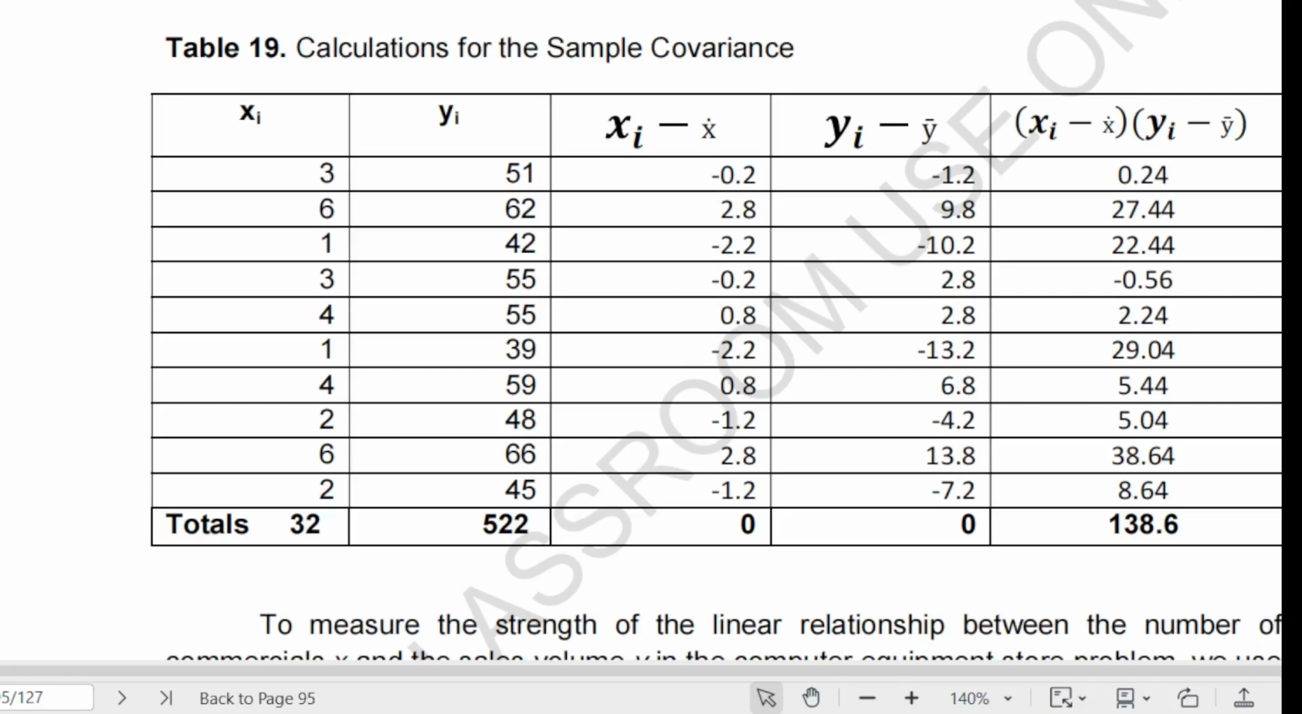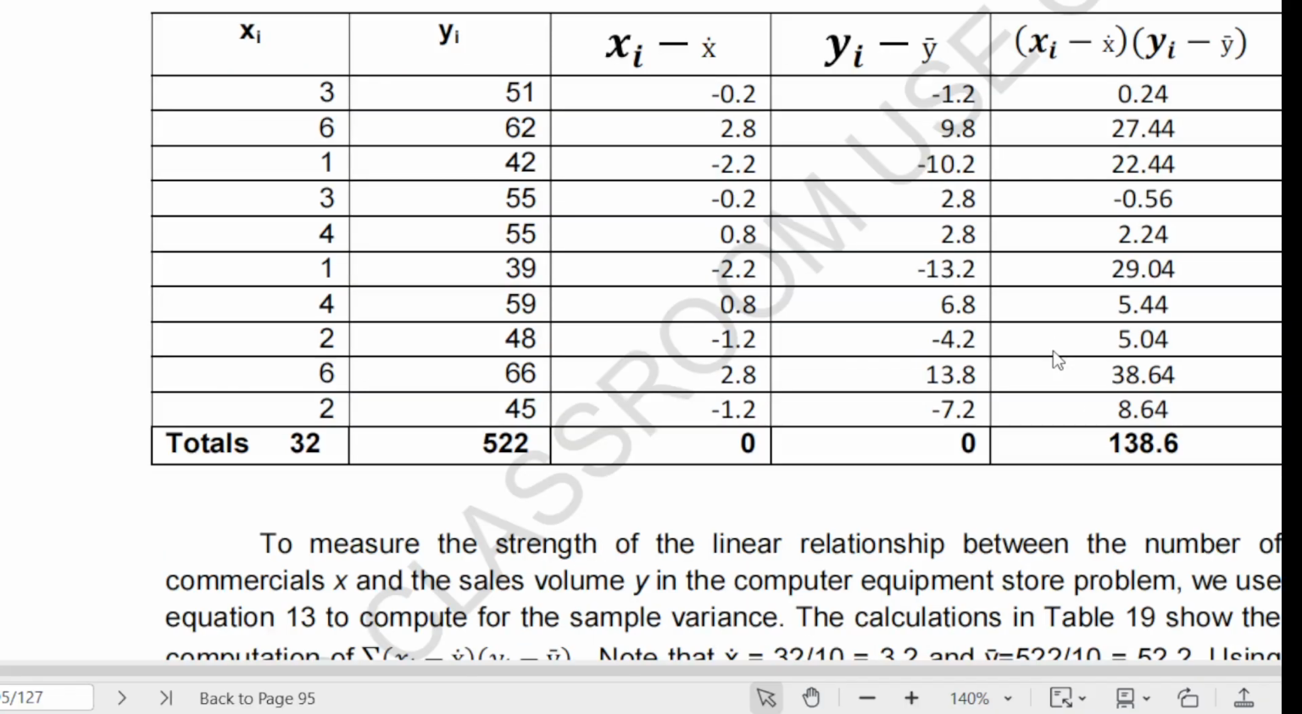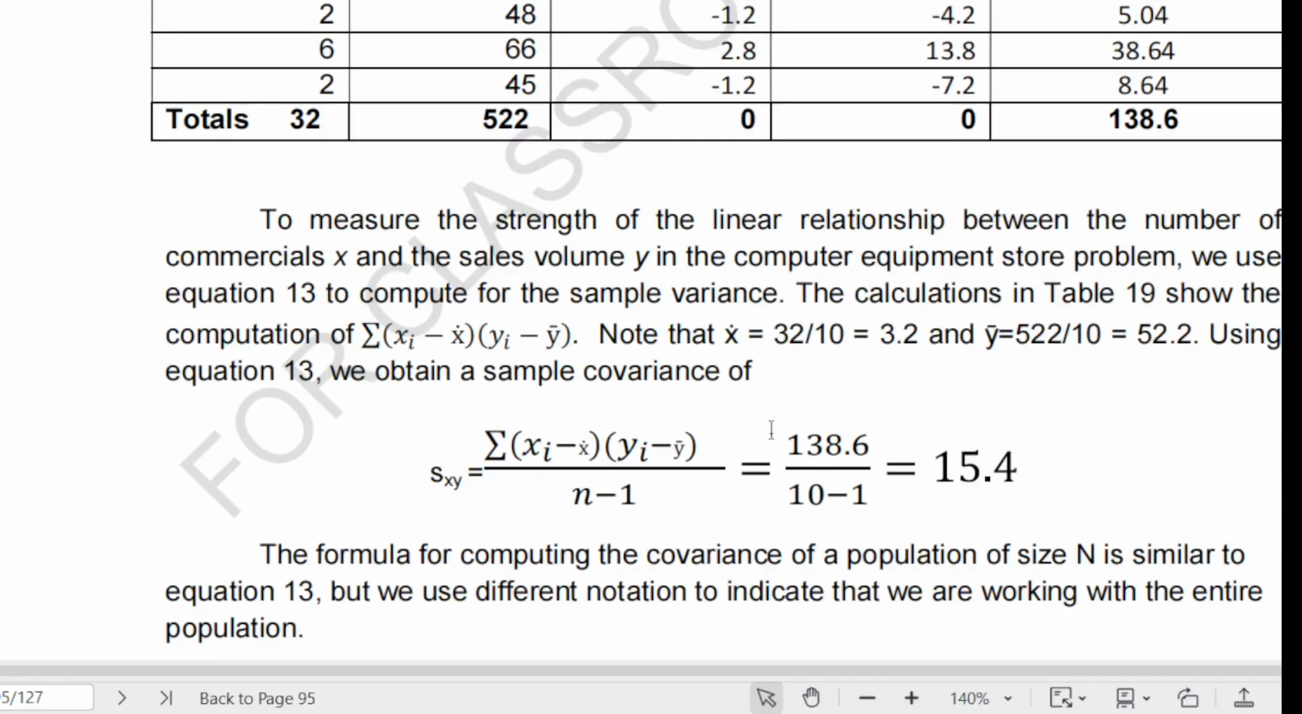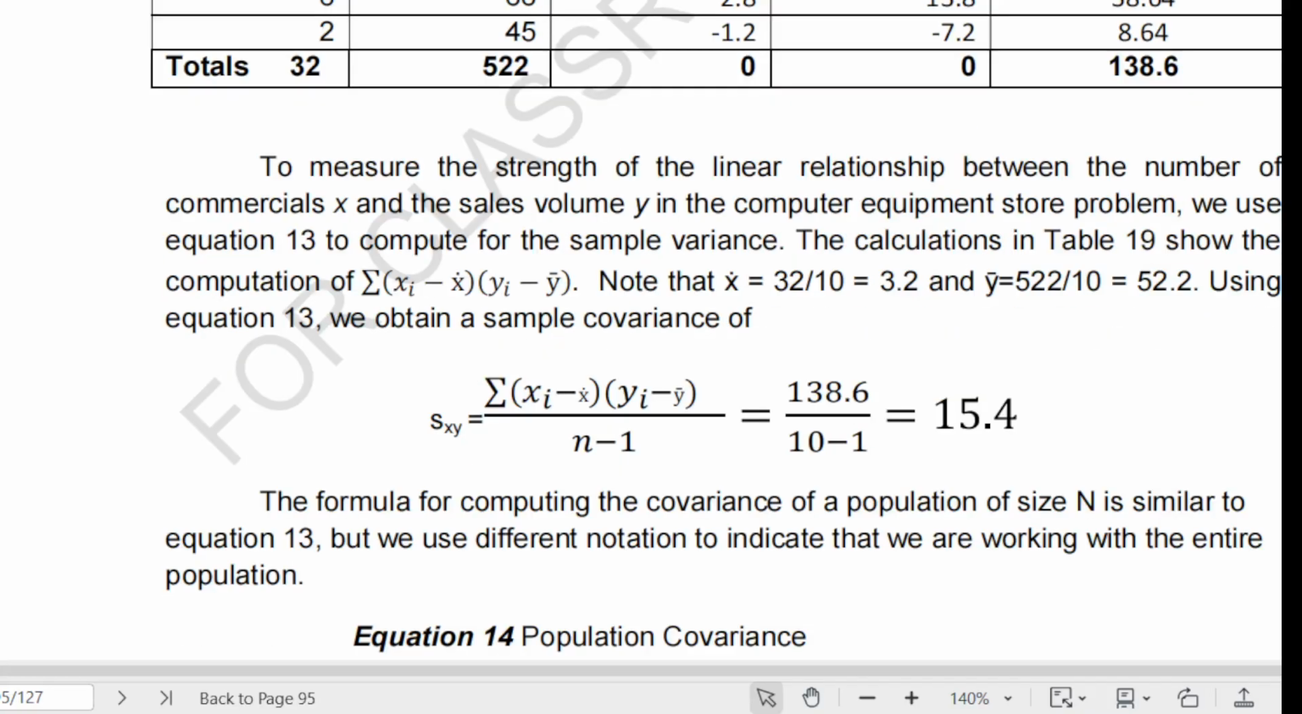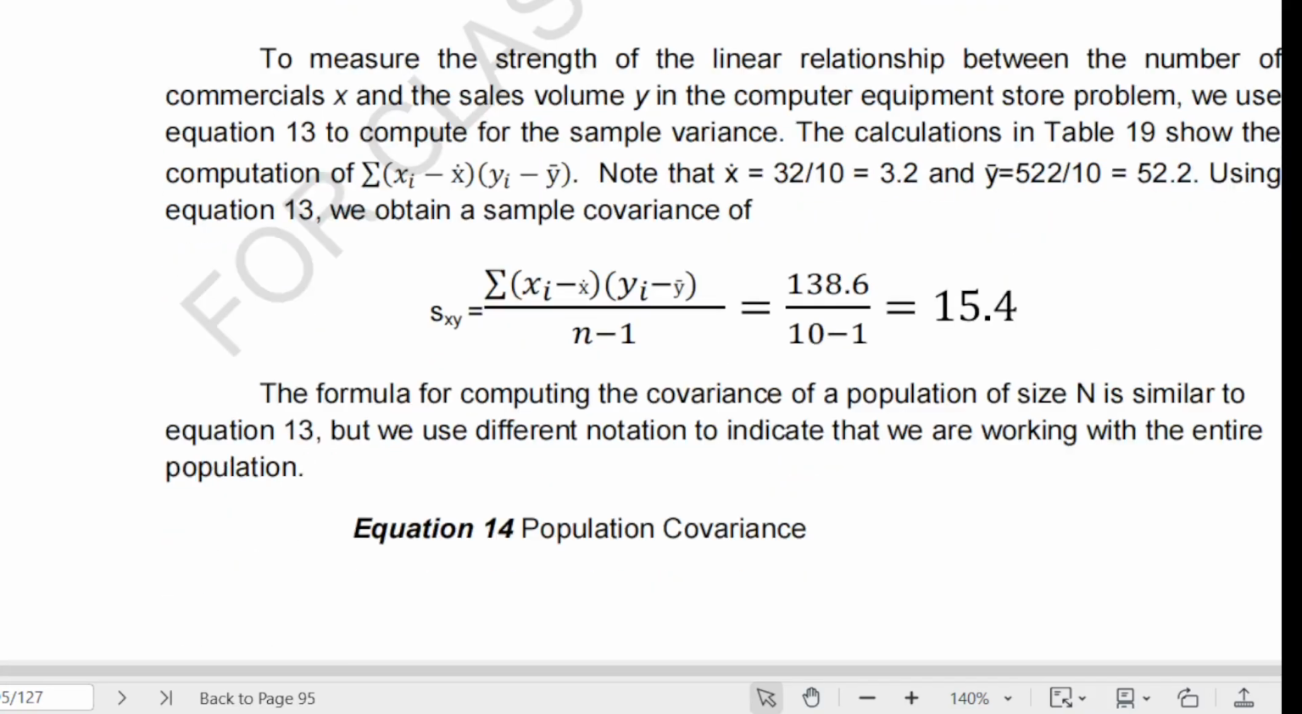Once you have computed that, you are going to divide 138.6 by n minus 1. The n is the number of weeks, that is 10. 10 minus 1 is 9. So 138.6 divided by 9 is equivalent to 15.4. That is our sample covariance.